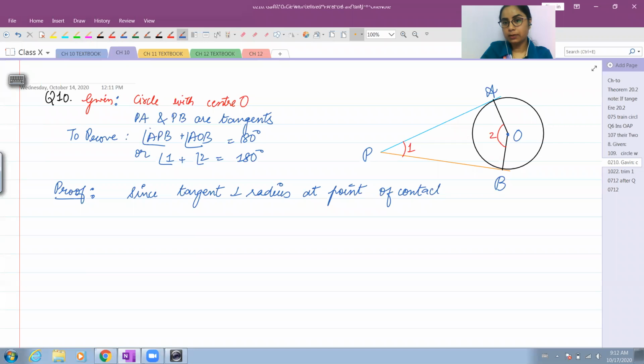So this is theorem 10.1, the first theorem. We will have angle PAO equals 90 degrees and angle PBO equals 90 degrees. Afterwards, we will use the angle sum property in the quadrilateral.